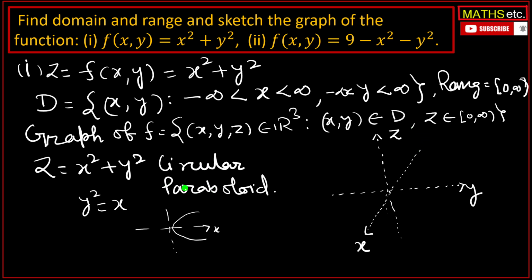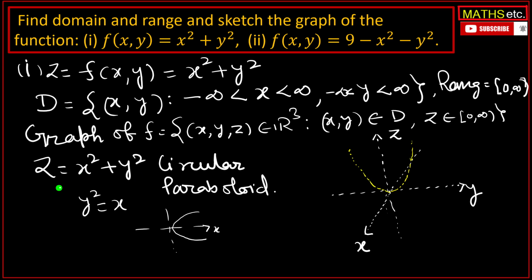Now we are drawing this circular paraboloid. In the YZ plane x equals 0, so the equation becomes z equals y squared, right? This z equals y squared is a parabola opening in the direction of z. So we are first drawing this parabola z equals y squared in the YZ plane, and we are taking this yellow color. So this is our parabola z equals y squared.